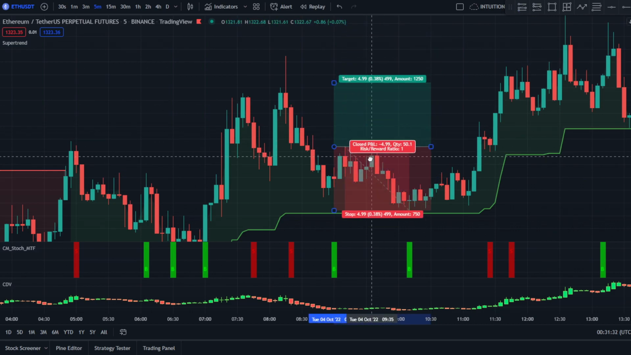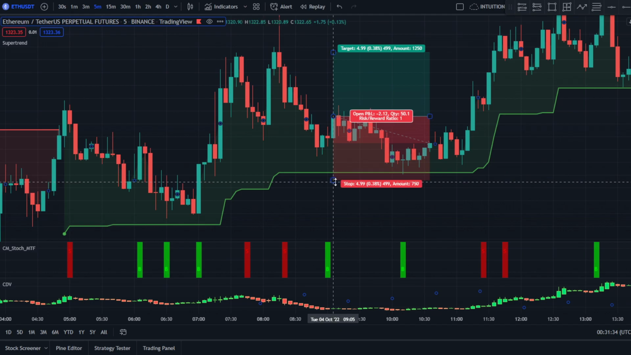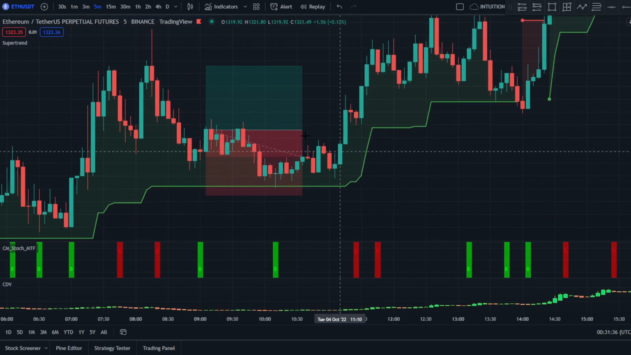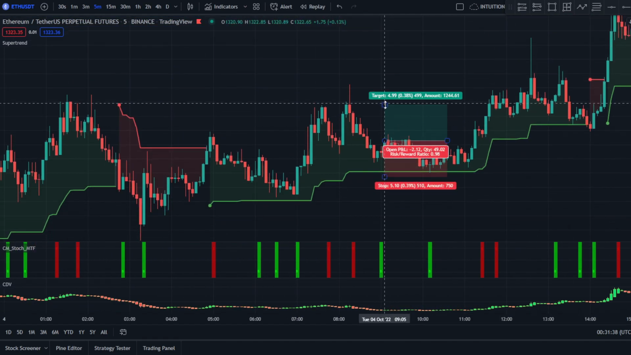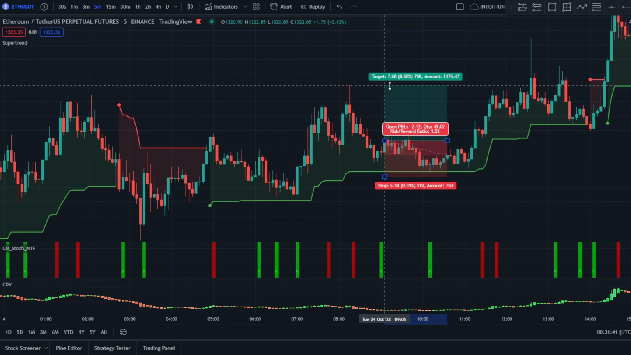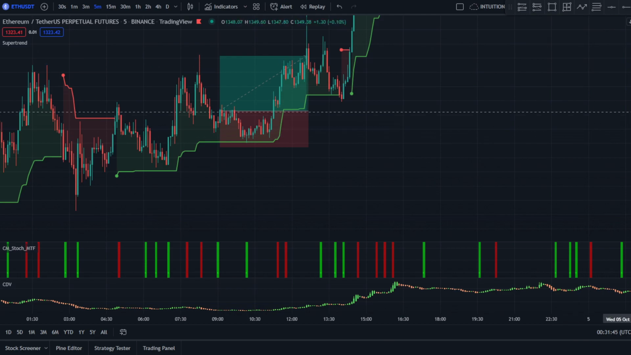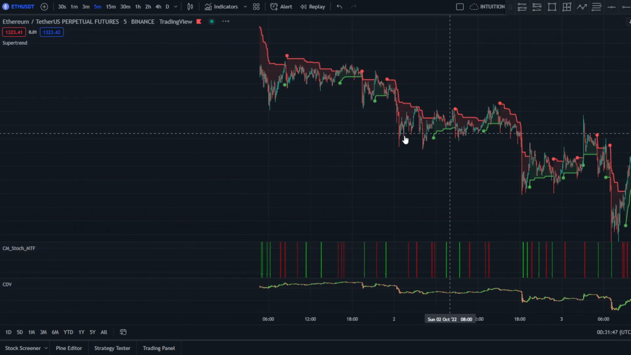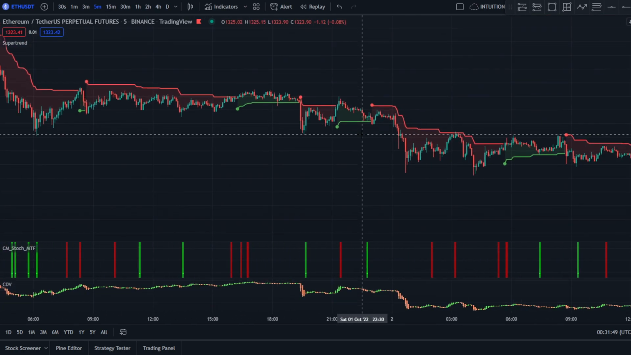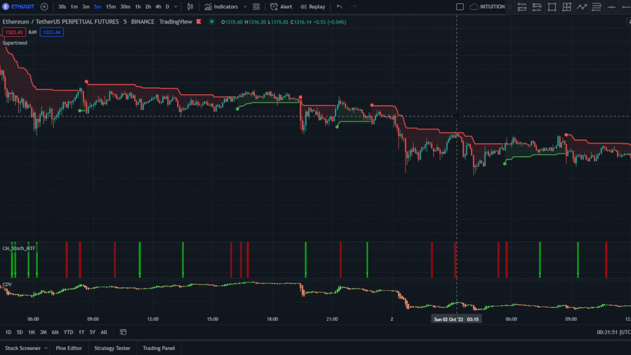So we enter right there. Stop loss will be below the swing low, basically below the super trend line, sorry, and we have 1.5:1. So valid position right there, and another win. So yeah, that is basically your rules for going long. Now I'm going to show you guys your rules for going short.